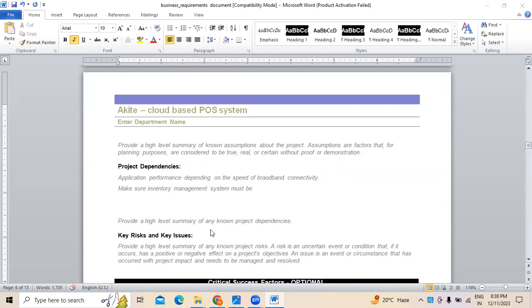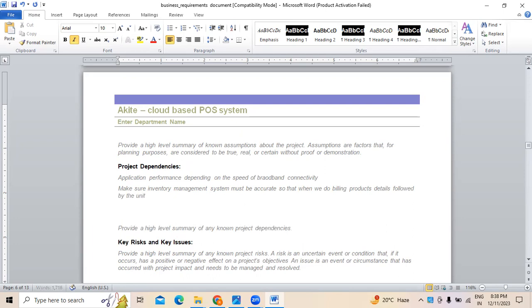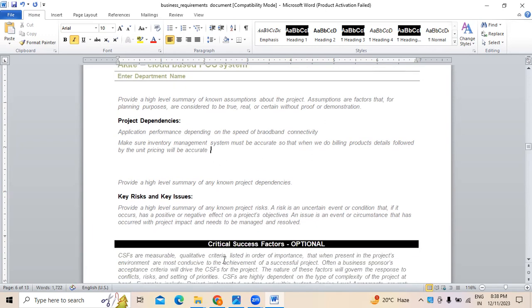Right. So make sure the inventory management is accurate, so that when we do billing, the product details followed by the unit price will be accurate. Okay, like one or two dependencies, right? So this is how we generally need to write dependencies.